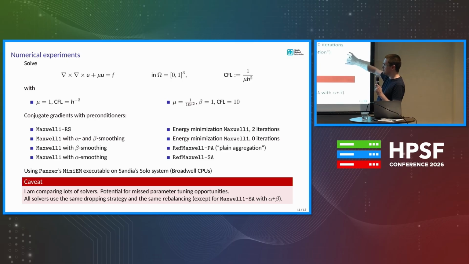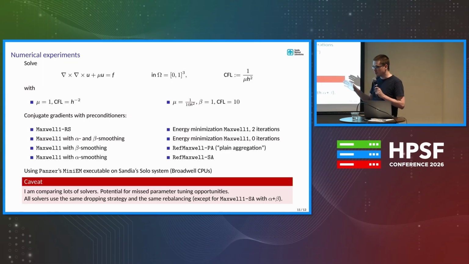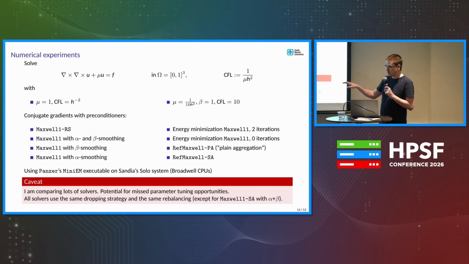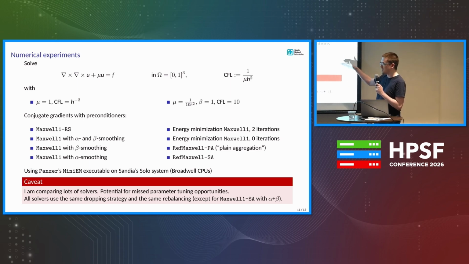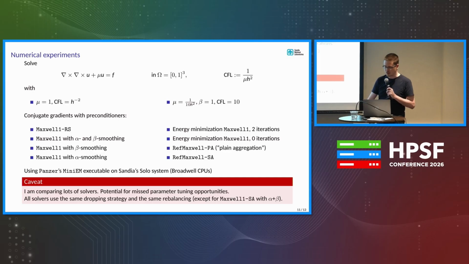Okay, the last two are what I showed on the last slide, these two ref maximal type preconditioners. One where we don't do any smoothing at all, so that's plain aggregation, and then one where we use smooth aggregation. And all of this is done on a Broadwell system at Sandia, and the caveat here is that these are a lot of different solvers. I'm sure there's optimization potential for many of them, but I try to keep it as fair as possible, reusing a lot of the same settings between them.